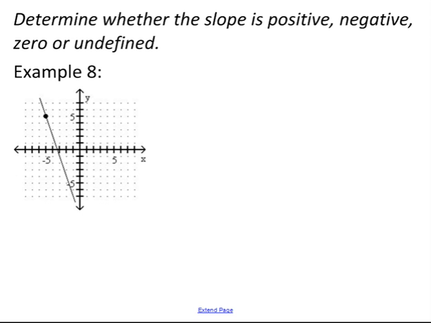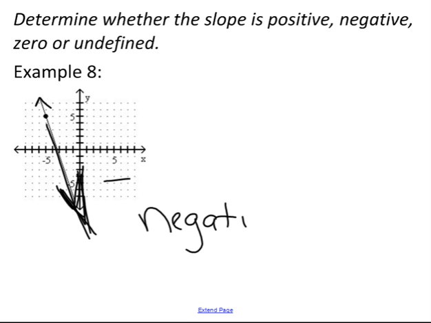Example 8, notice we're going down on the right-hand side. We don't care what's going on the left. We don't care about that. What's happening as we go to the right? Well, you guys know down is negative, so this actually has a negative slope. And again, you can actually calculate the slope if you wish, but what I'm looking for is is that slope going to be a positive number or a negative number?